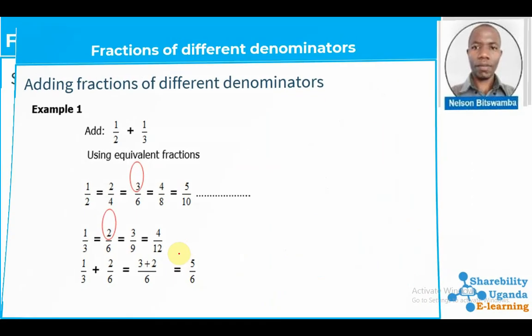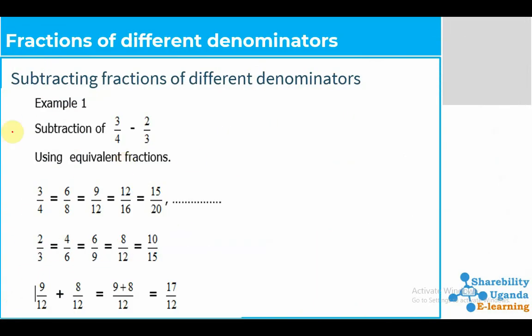Okay, so let's also look at another example here. Another example is subtracting fractions of different denominators. What do you do here? We are also going to use the same method of using equivalent fractions. So we are going to get the equivalent fractions of 3 out of 4: we have 6 out of 8, 9 out of 12, 12 out of 16, 15 out of 20.